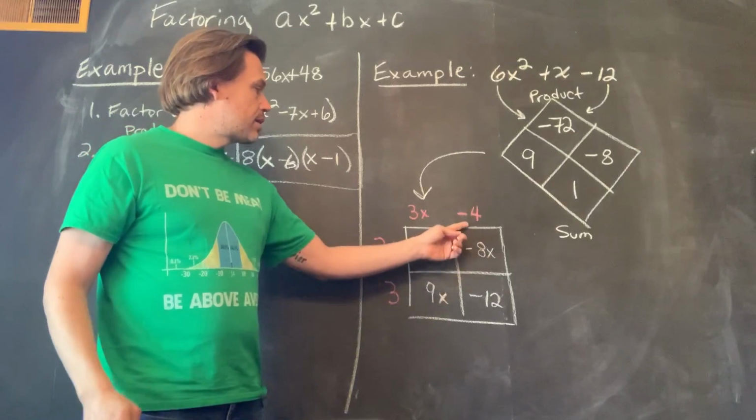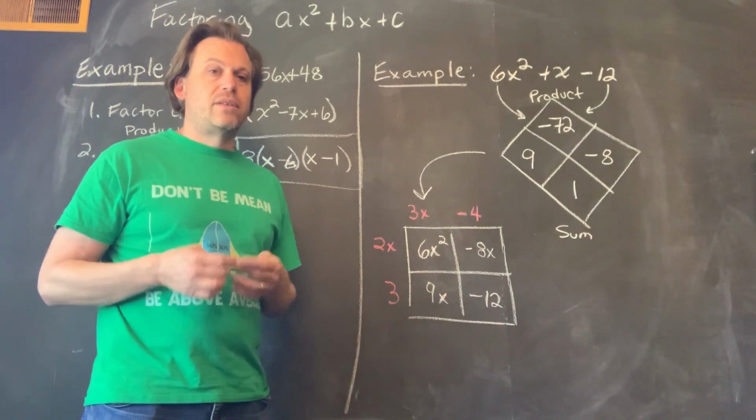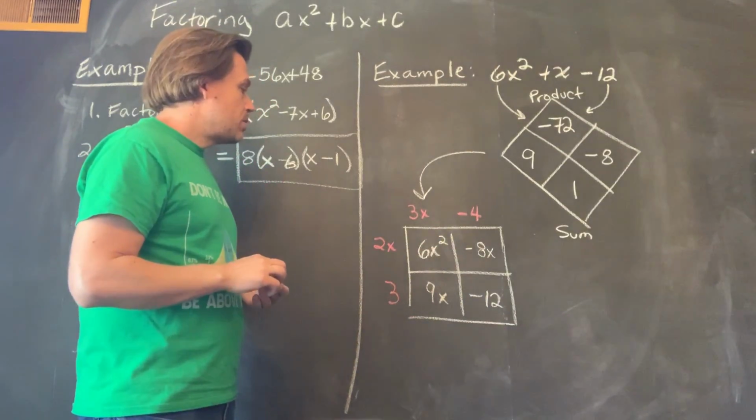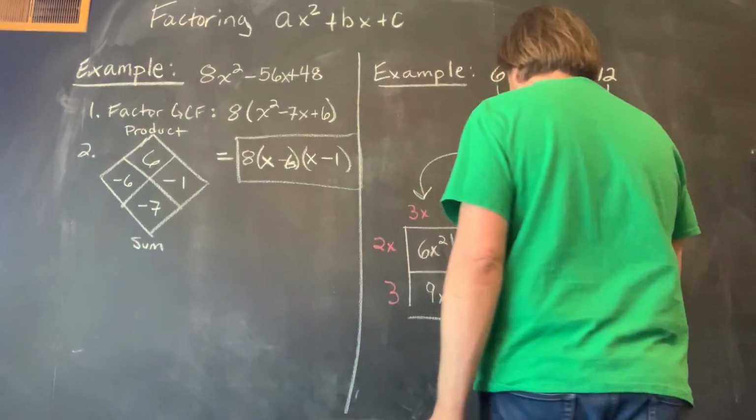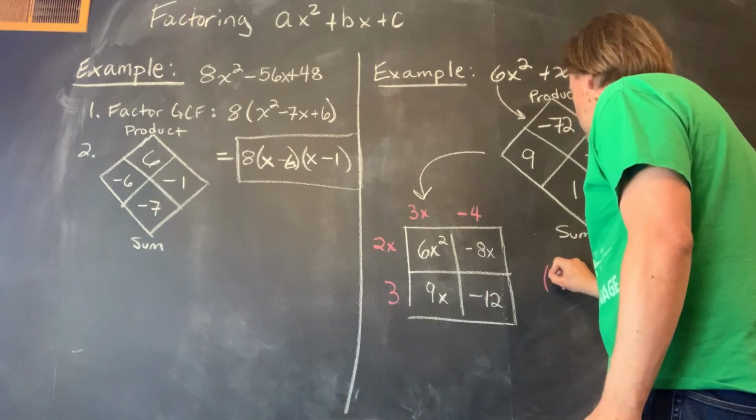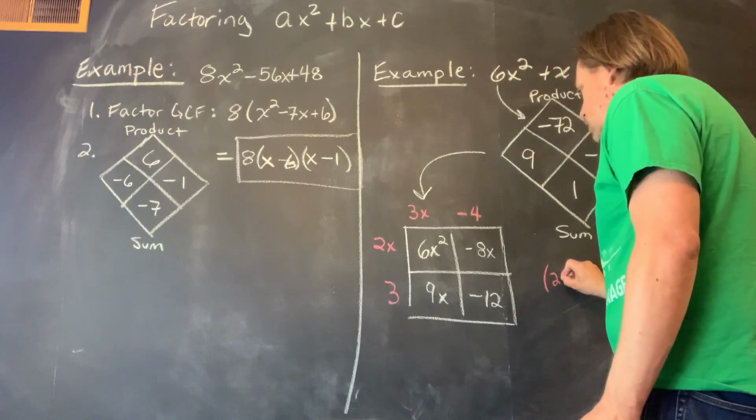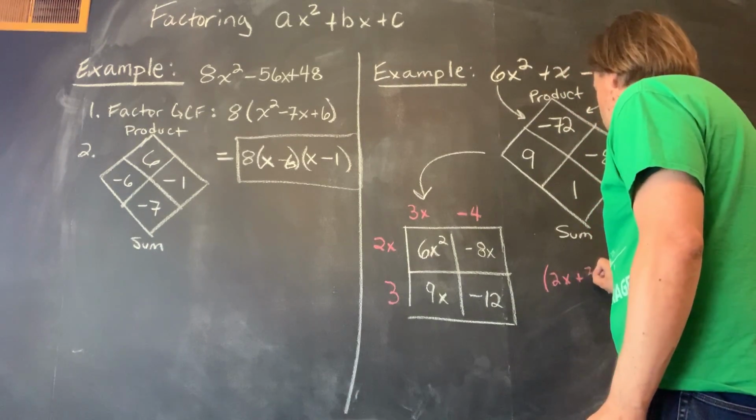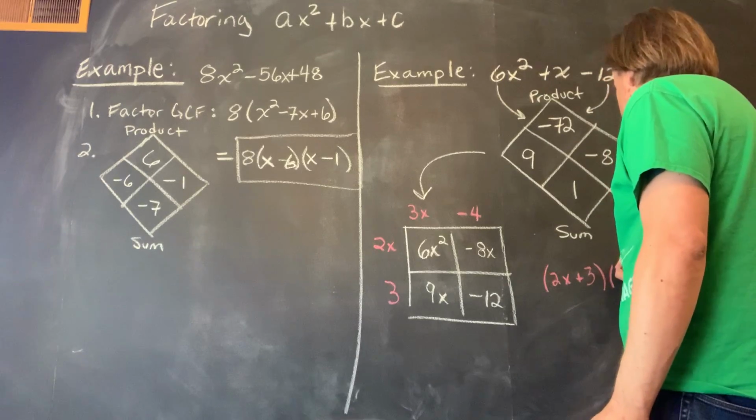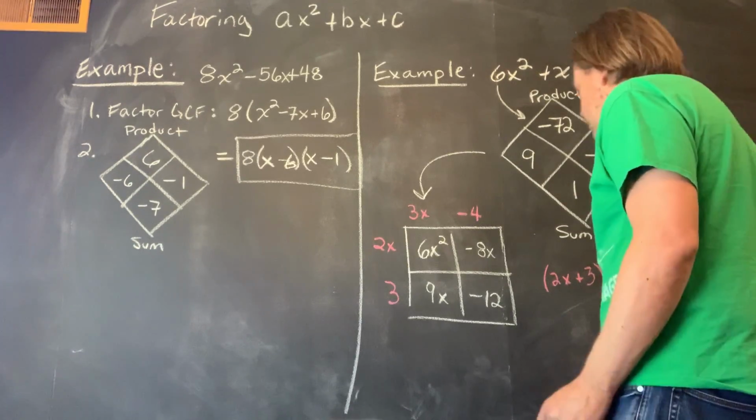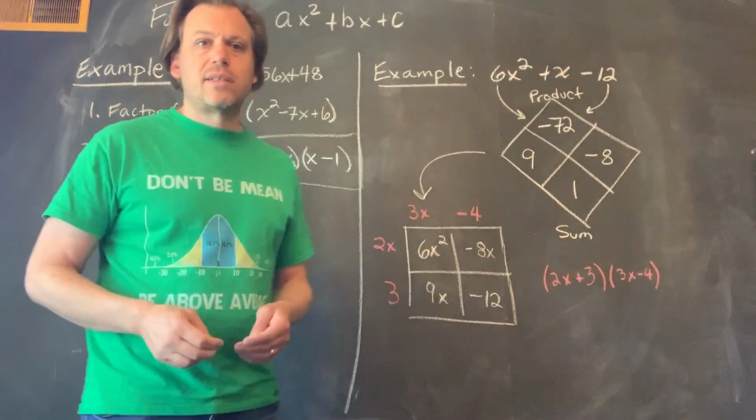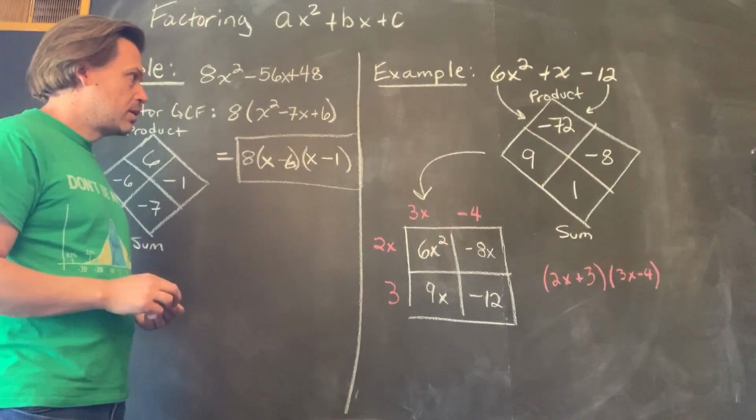Is 3 times negative 4 equal to negative 12? It is. Which means we can write our final answer as 2x plus 3 times 3x minus 4. And then we are done with our factoring problem.